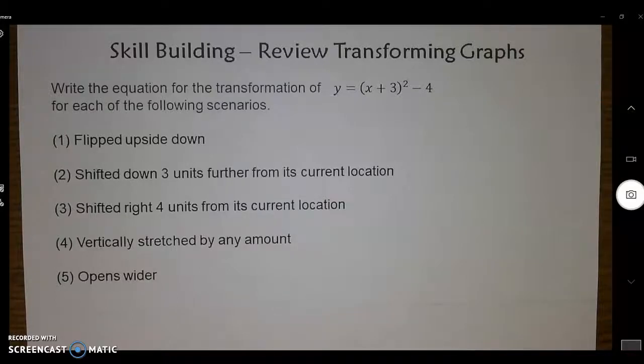Here we are again reviewing transforming of graphs. So CPM just will not let this topic go. This is from chapter 2. We're supposed to make changes to this equation for these 5 scenarios.